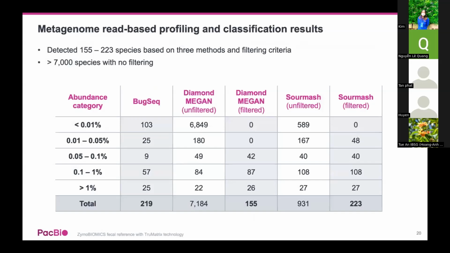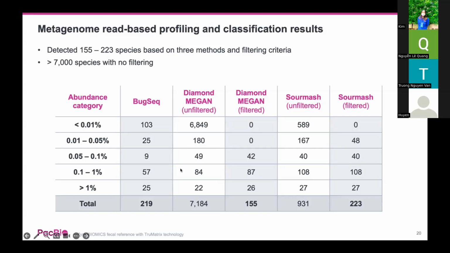So now let's jump into some of the results of these 3 methods. You can see the numbers of species detected at each of these different abundance categories. In the top row, we have ultra low abundance, and towards the bottom, we have higher abundance. What I want you to focus on first are these methods in gray, which are the optimized filtered methods tuned for high precision. And we can see that we detect 150 to 223 species based on these filtering criteria.